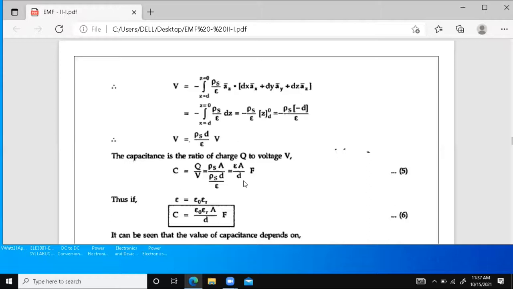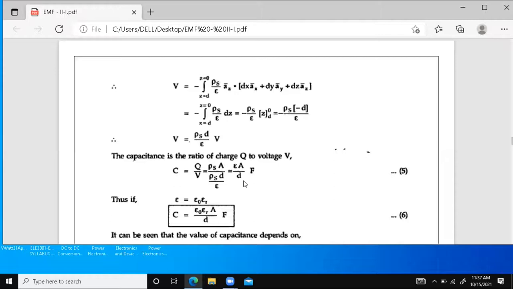That's our integral between 0 and d, the distance between the two, d, right? To 0. Well, from plate 2 down to plate 1. That's the idea. So what is rho over epsilon?